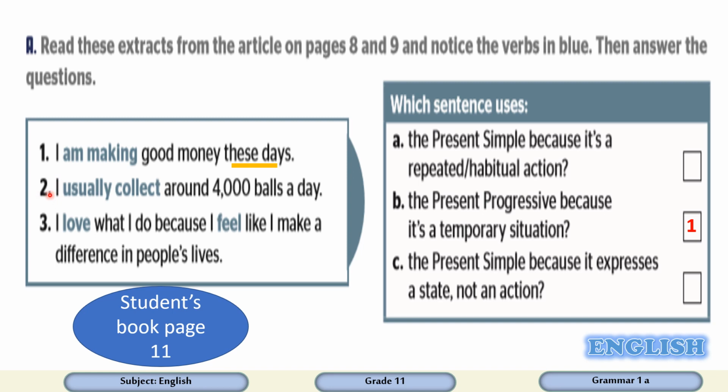Next one. I usually collect around 4,000 balls a day. Usually, when you usually do something, it's a part of your routine. So the present simple because it's a repeated or habitual action. It can be a habit. Number 3, I love what I do because I feel like I make a difference in people's lives. There are no time expressions here, but we have 2 important verbs, love and feel, that describe your feeling, your state, and not an action. That's why it's the present simple, because it expresses a state and not an action.